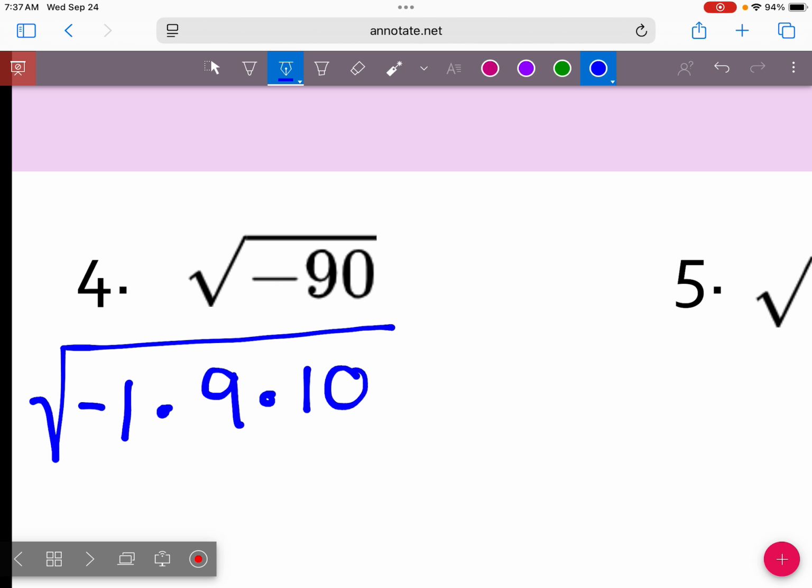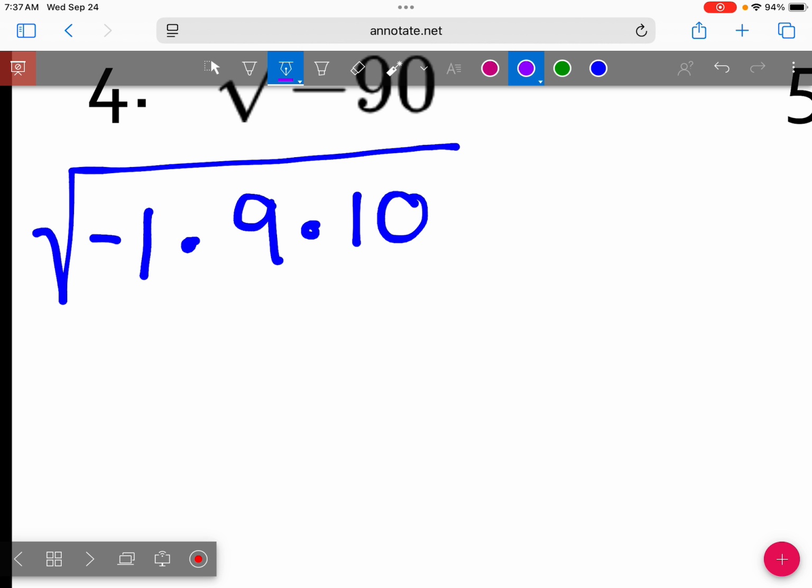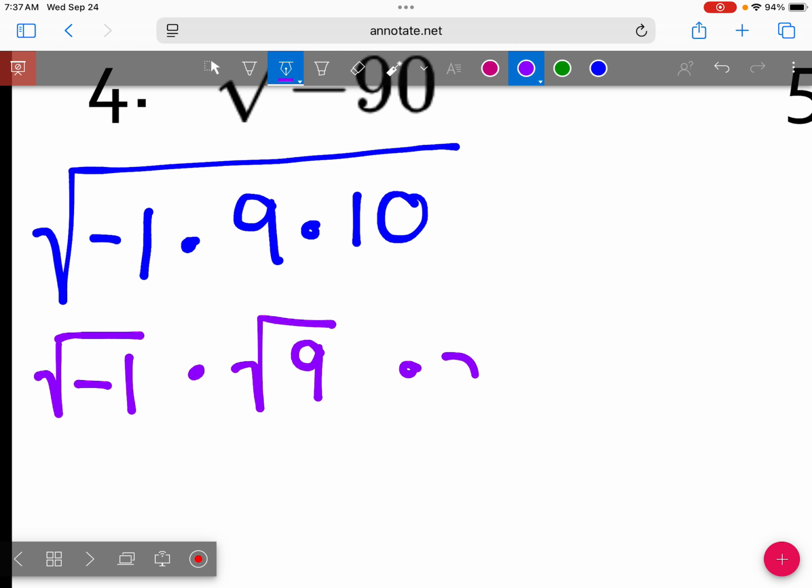We like that because 9 is a perfect square. 10 I can't divide by any other values that are perfect squares. So 9 is definitely the biggest perfect square I can take out of there. So then I can split these up into my separate pieces. My square root of negative 1 and my square root of 9 and my square root of 10.